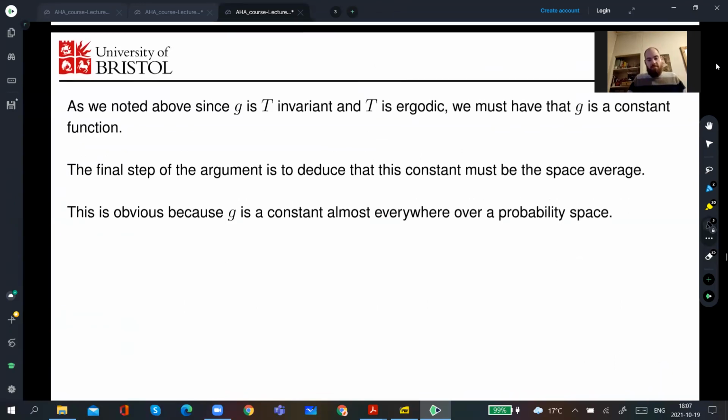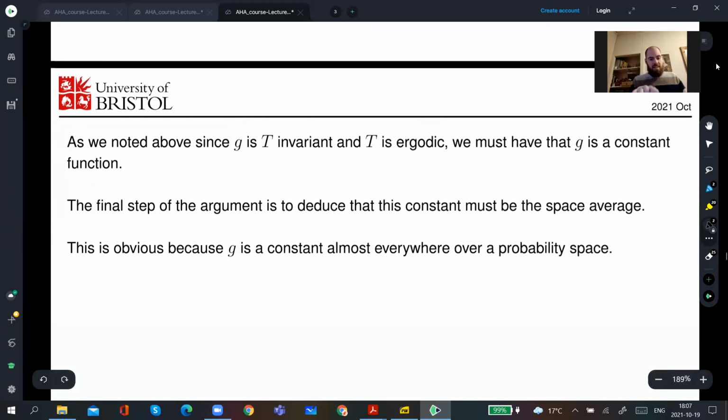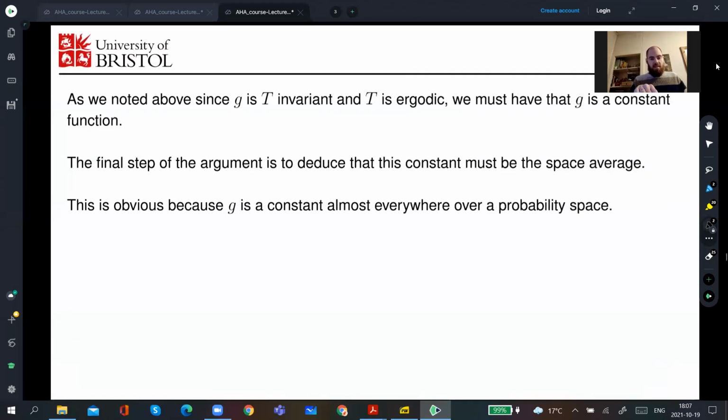So the final step now is actually just, we've shown that the limits converge, and it's just to show that that converges to the space average. This follows from the ergodicity because the space of invariant functions, T invariant functions, were just constants since T is ergodic. And so that means that that sequence has to go to some constant function, and that constant function turns out to be the, oh, sorry, the average, the space average, over that probability space.